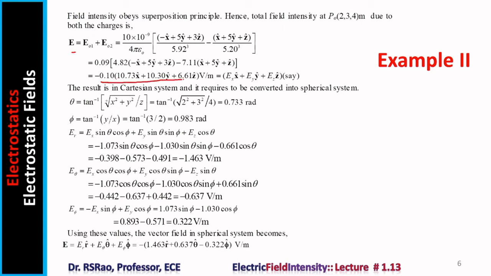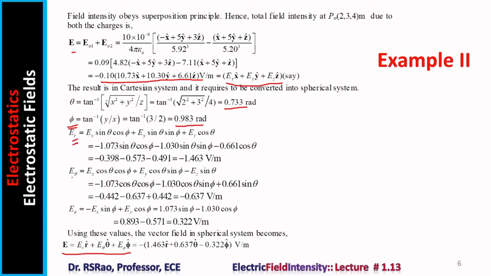This is in Cartesian system. It can be written as Ex x cap plus Ey y cap plus Ez z cap. We are asked to find this expression in spherical system. In spherical system, it appears like E equal to ER r cap plus E theta theta cap plus E phi phi cap. Now we have to find out ER, E theta, E phi. First, theta. Theta is tan inverse of square root of x square plus y square, divided by z. Using this, one can find out theta equal to 0.733 radians. Similarly, phi is tan inverse y by x. Y is available, x is available, so it is 0.983.